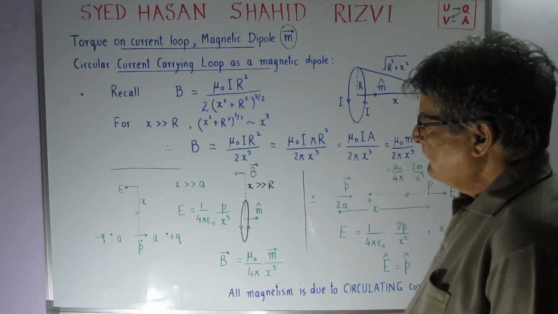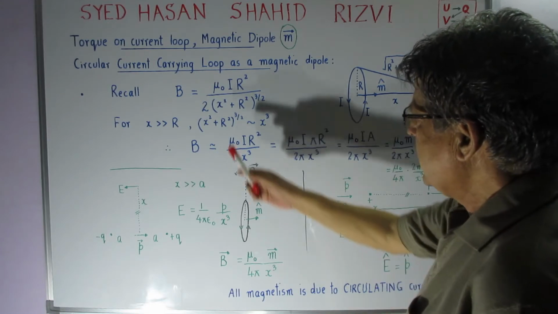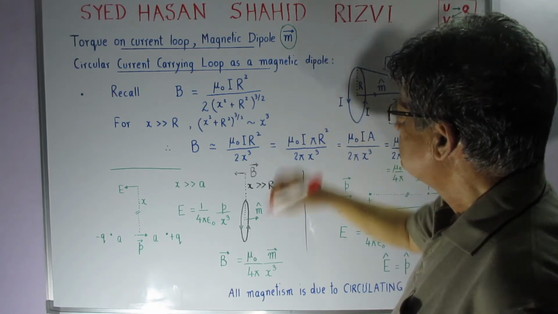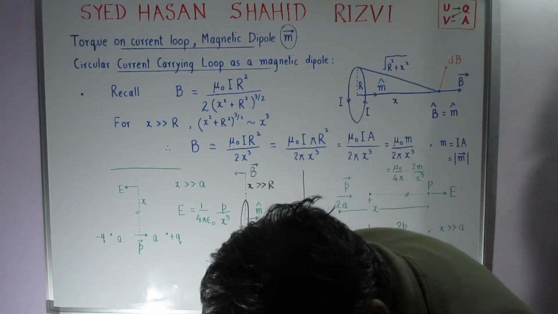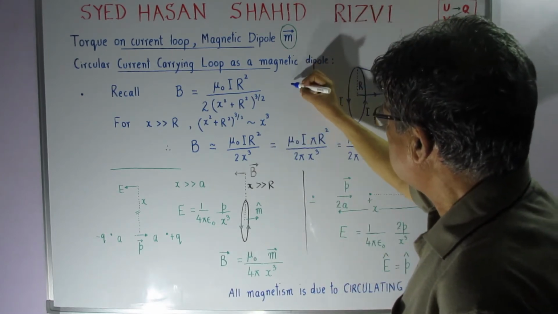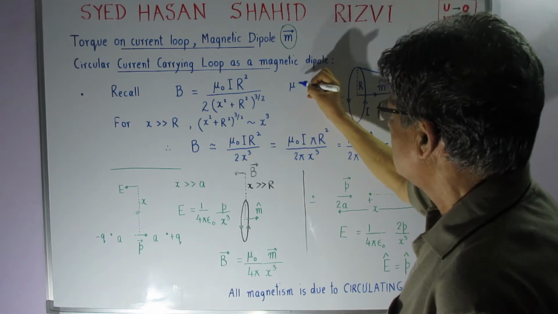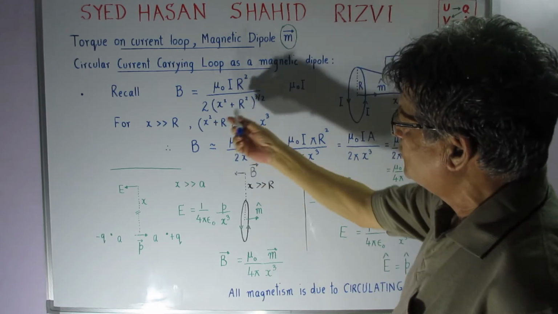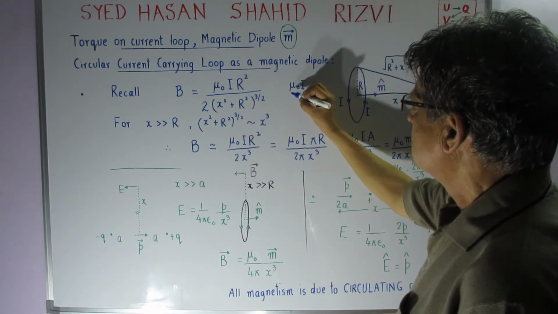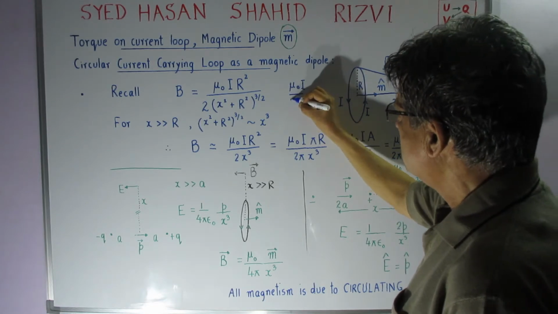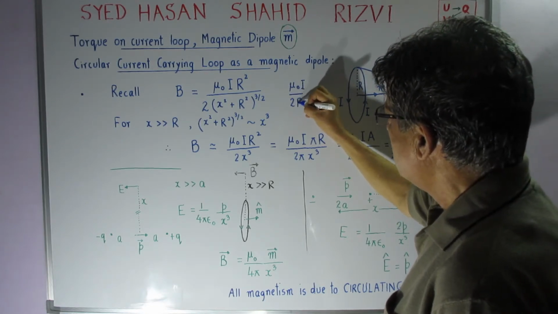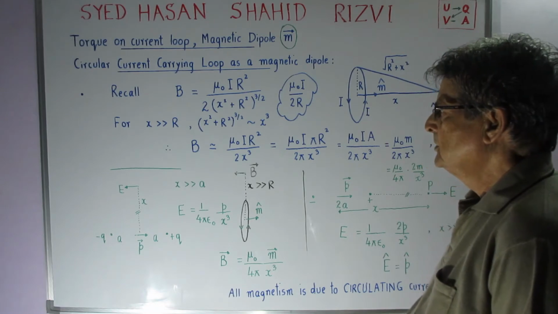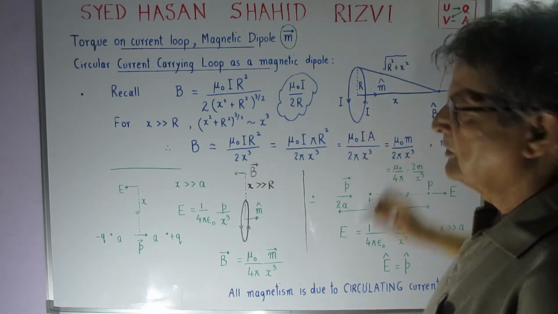Okay. We found that for x equal to 0, I got mu naught I upon, because x was equal to 0, so 2r cube, okay? So this is mu naught I upon 2r, right? And that is the magnetic field at the center of the loop.